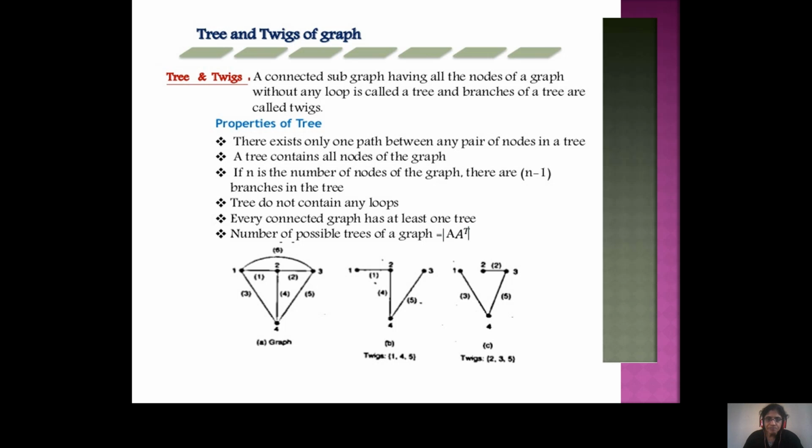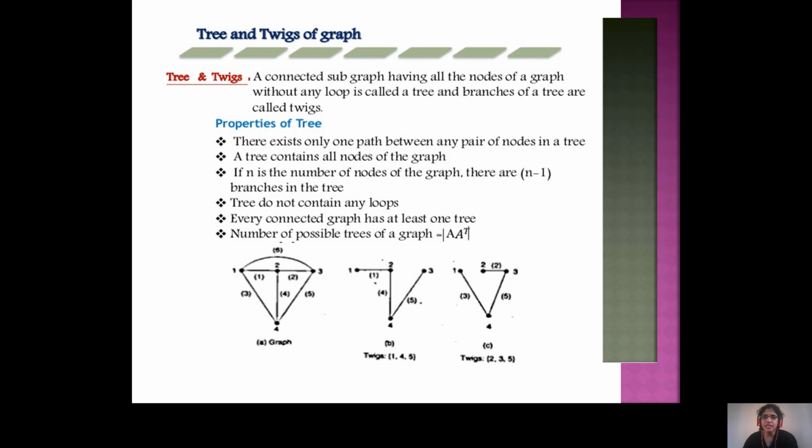When you observe here, there are 4 nodes, but 6 branches. So how do you find the tree? You have to connect 4 nodes. But tree means connection of all the nodes, but it does not form any loop. So 1, 2, 4, 3 will be one tree. Another one, 1, 4, 3 and 2, is another tree.